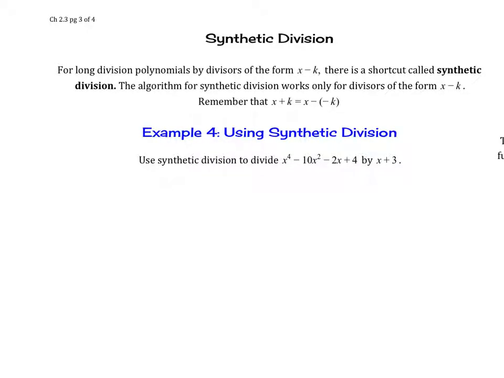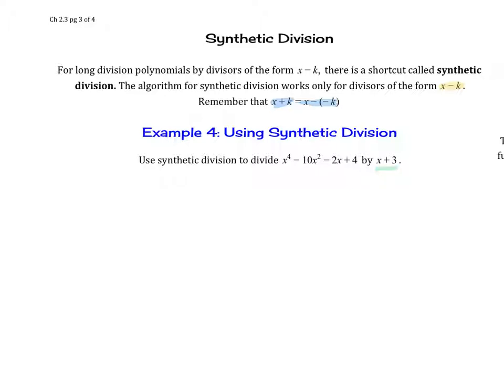Let's take a look at synthetic division. For long division of polynomials by divisors of the form x minus k, there is a shortcut called synthetic division. The algorithm for synthetic division works only for divisors of the form x minus k. You want to remember that x plus k is really x minus a negative k. So we're going to use synthetic division, and it is of the form x plus 3.